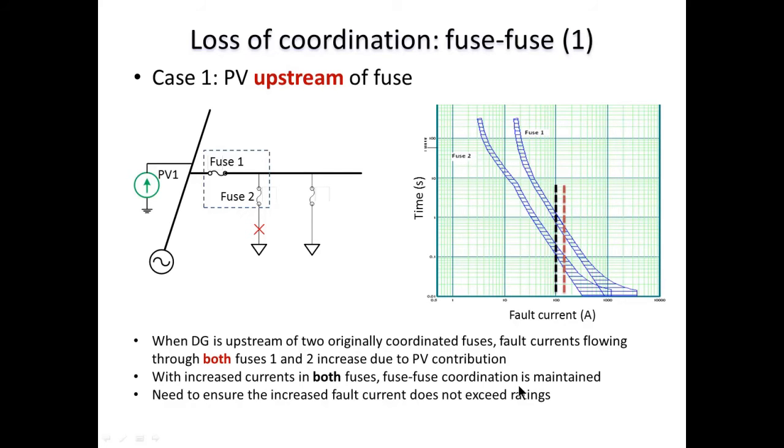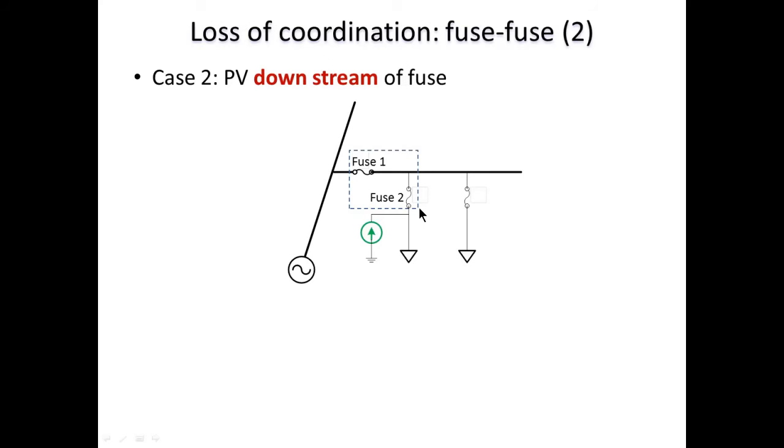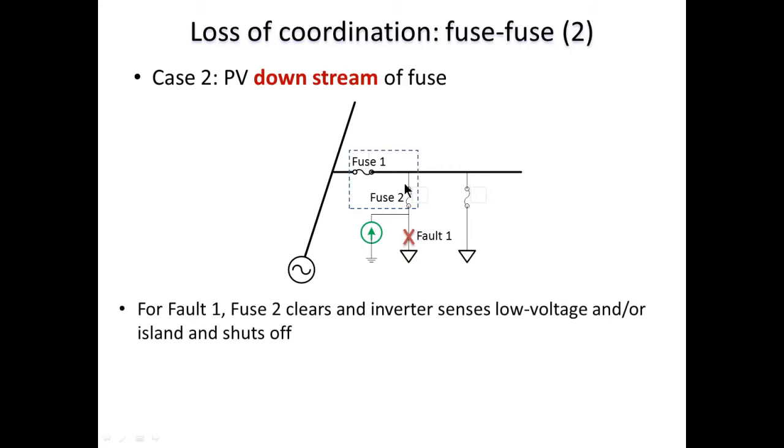We just need to ensure that the increased fault current is well within the ratings of the two fuses. Case 2 is when the PV generator is downstream of the two coordinated fuses. In this case, for fault 1 as shown here, the currents through fuse 1 and fuse 2 are still the same, and therefore the coordination would still be maintained. Fuse 2 would clear first, and we just need to ensure that the inverter actually senses an island and shuts off.